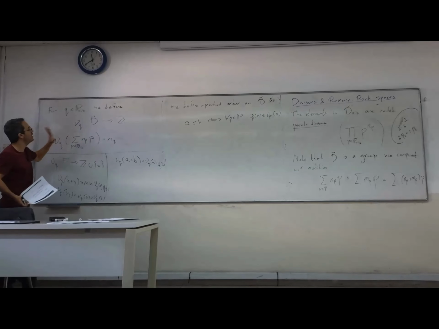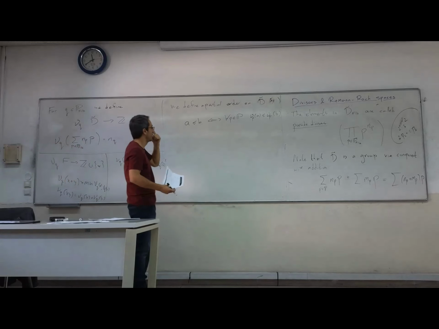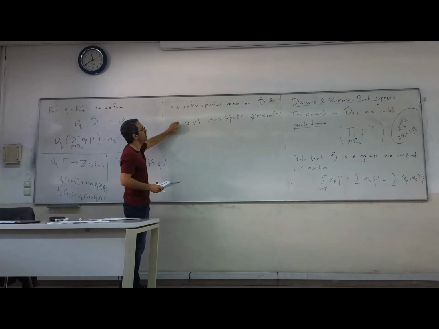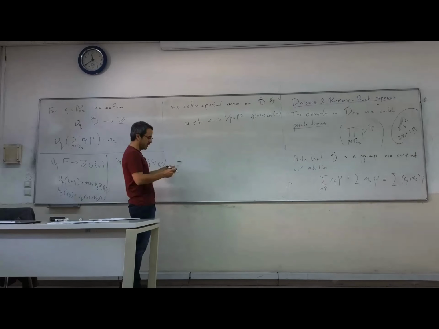You can write VP of D or VP of A without writing the entire sum and say NP. Right? It's just convenient. So by the way, this is a partial order. It has nothing to do with ordered groups, which are total orders and so forth.